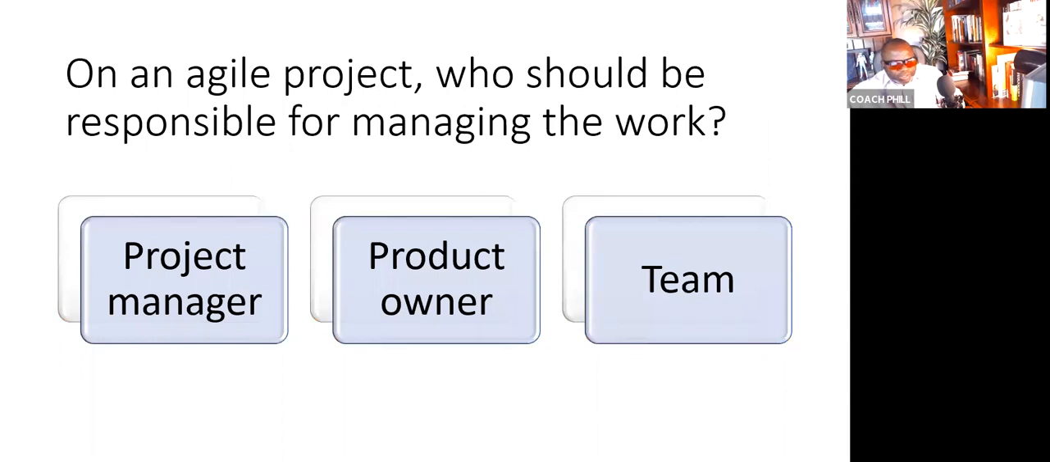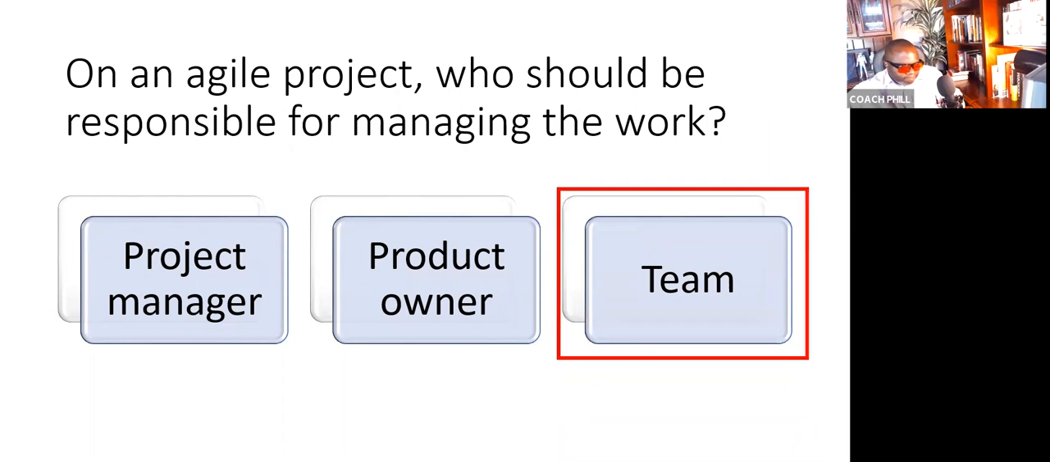Next question. On an Agile project, who should be responsible for managing the work? The answer? The team. Not the project manager, not the product owner, it's a team.